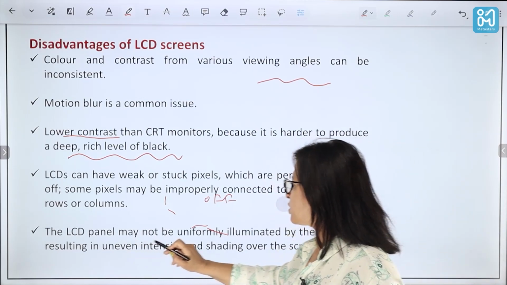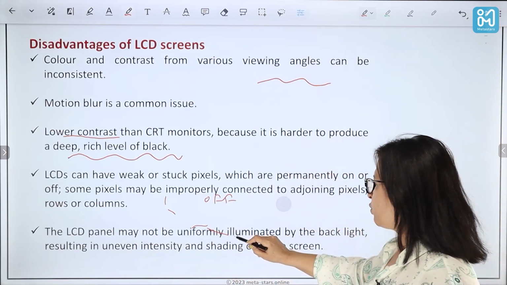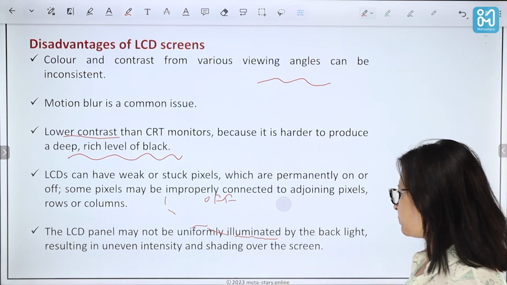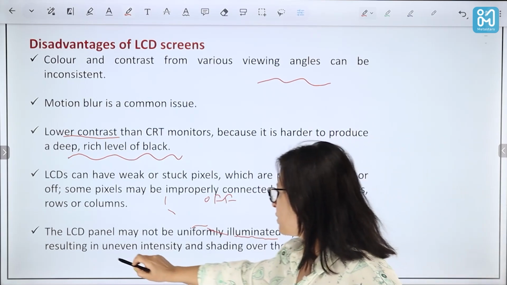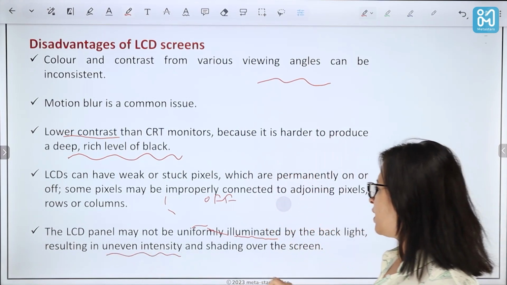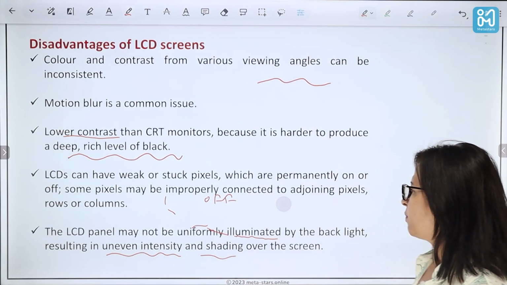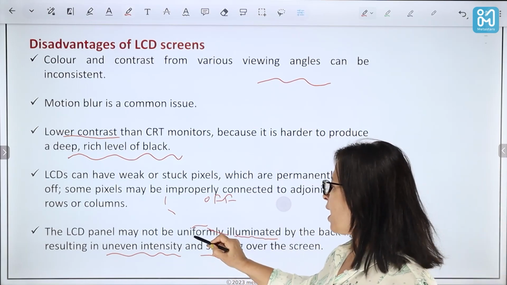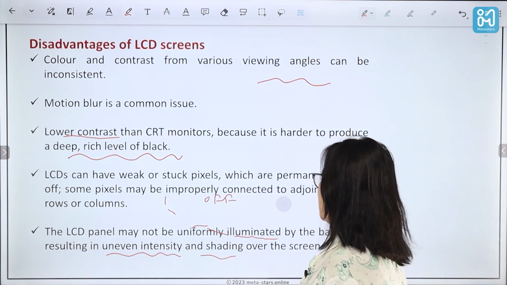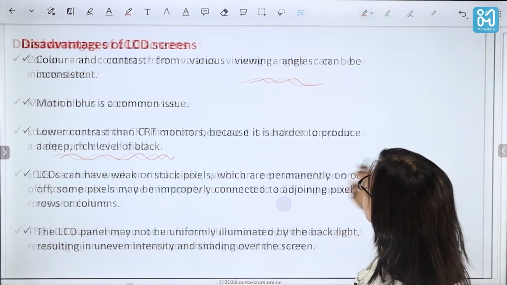The LCD panel may not be uniformly illuminated, so it will cause what? Uneven intensity and shading because of the lack of uniform illumination. Okay, next.